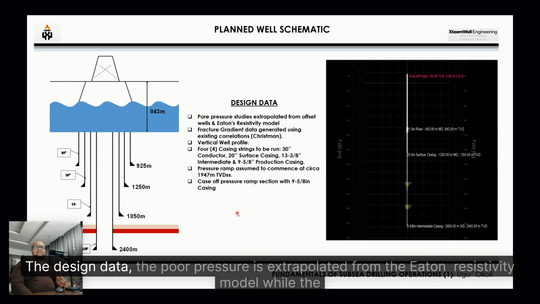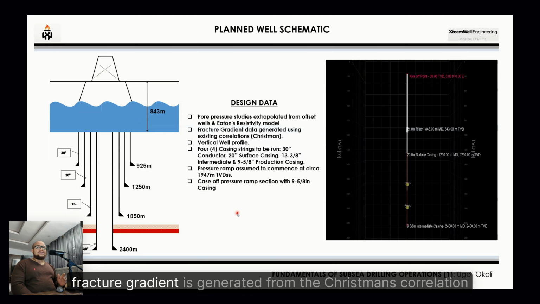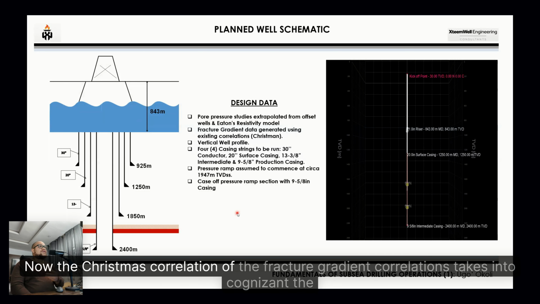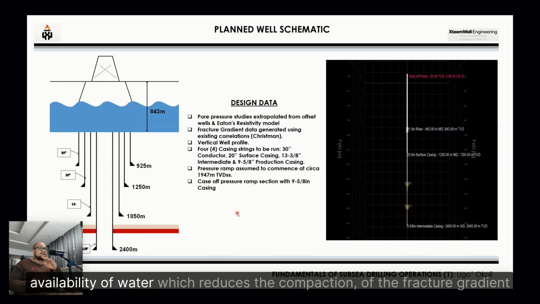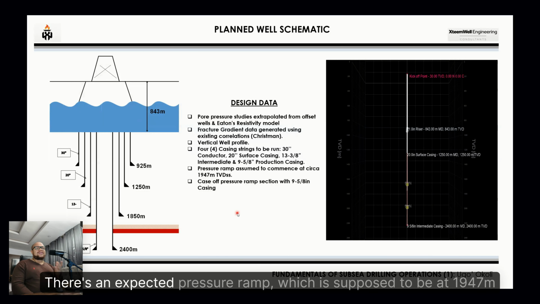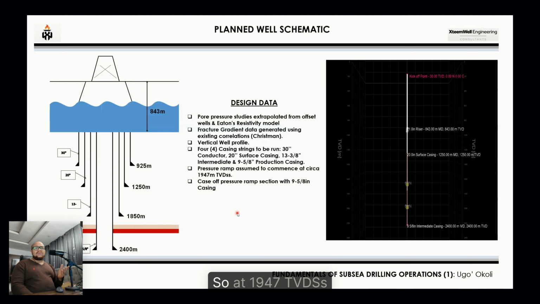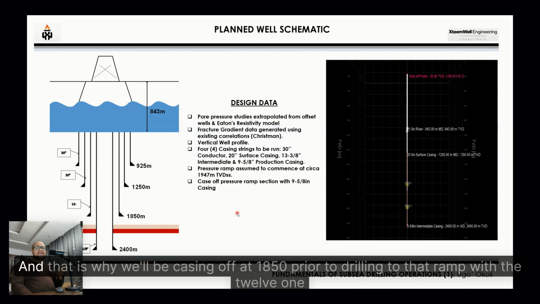The design data: the pore pressure is extrapolated from the Eaton resistivity model, while the fracture gradient is generated from the Christmas correlation. Now, the Christmas correlation, one of the fracture gradient correlations, takes into cognizance the availability of water, which reduces the compaction of the fracture gradient. There's an expected pressure ramp at 1947 TVDSS, and that is why we'll be casing off at 1850 prior to drilling to that ramp with the 12 and quarter inch hole section.